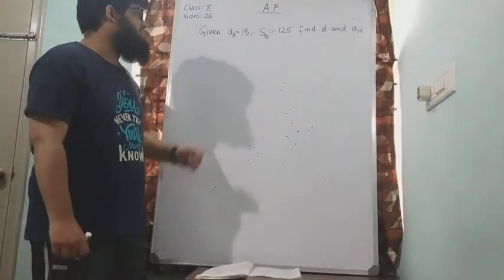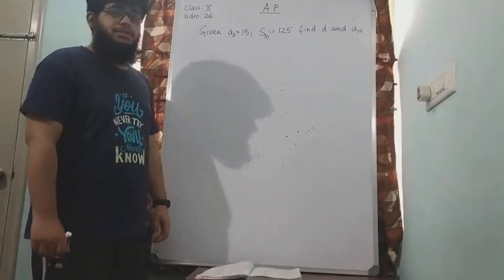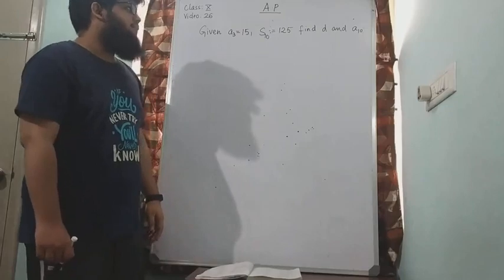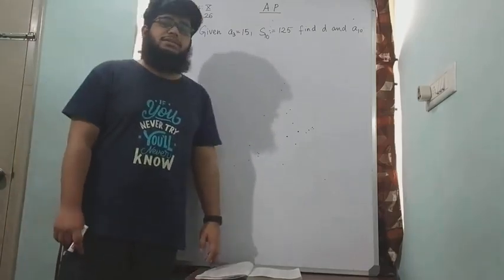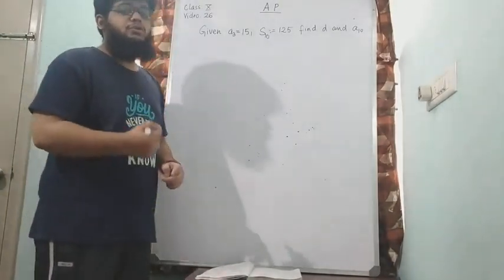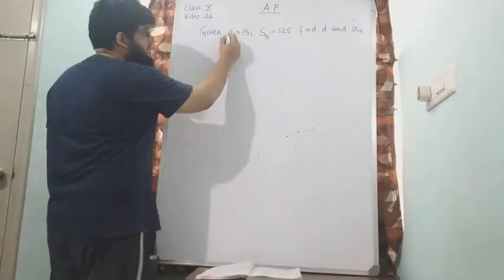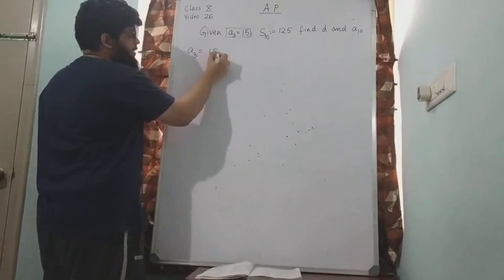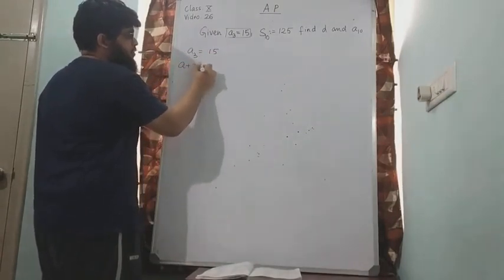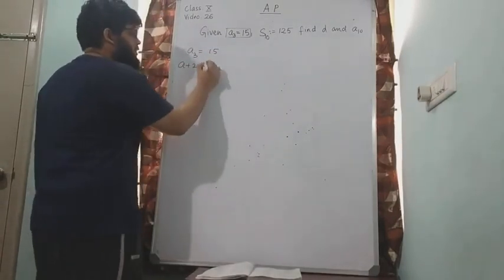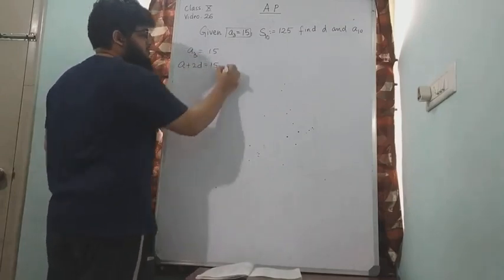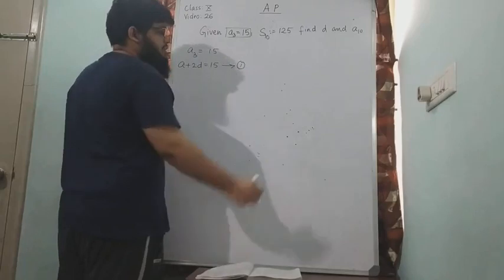So, the question is, there are two values given to us, that is A3 is 15 and S10 is equal to 125. We are supposed to find what is D and what is A10. So what I will do first is, I will take this part, A3 is equal to 15, and A3 can be written as A plus 2D in its general form is equal to 15. So A3 is converted to general form as A plus 2D and I will call that equation number 1.